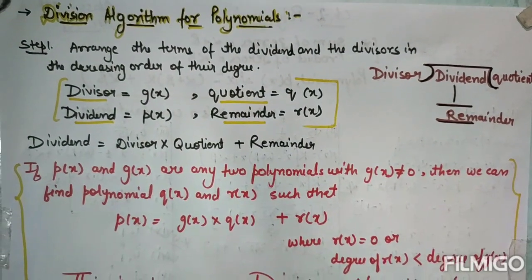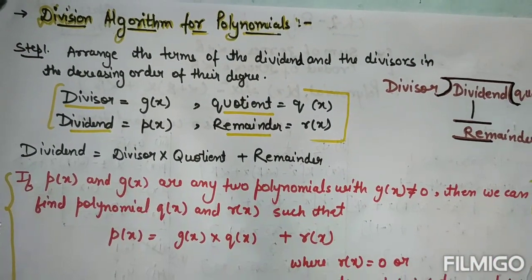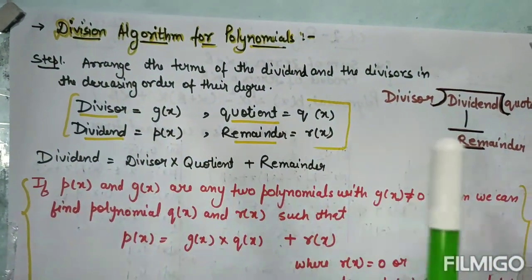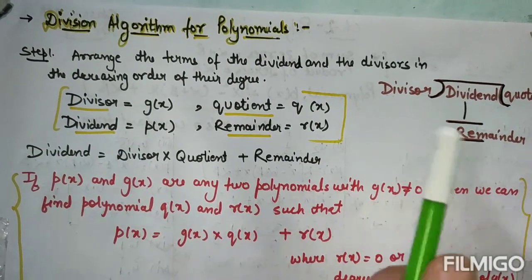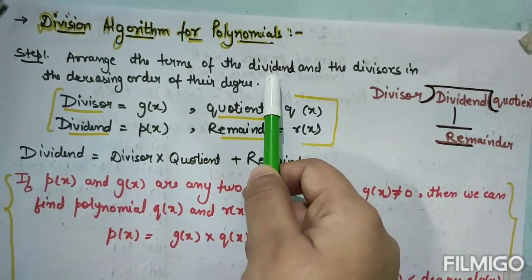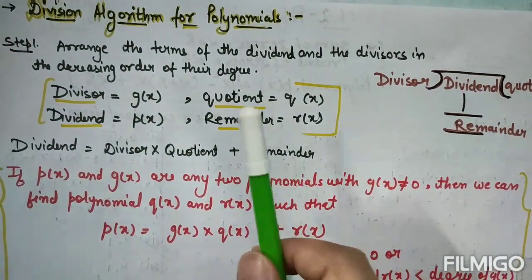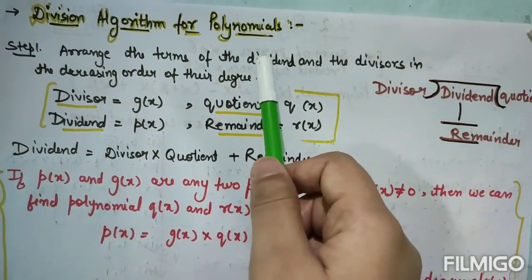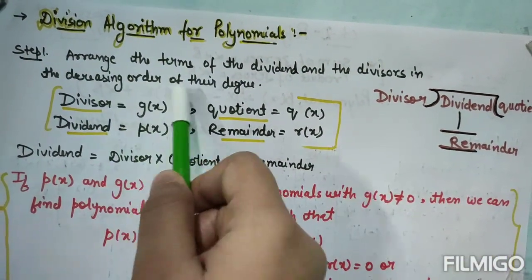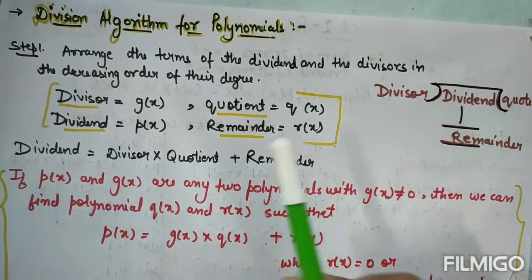Now we are going to yet another very important topic, that is the division algorithm for polynomials. Look, algorithm means there will be proper steps to solve that question. So first of all, you have to arrange the terms of the dividend and divisor in the decreasing order of their degree. First you have to check whether the dividend and the divisor are in decreasing order of their degree or not. First cube, then square, then linear, like this.